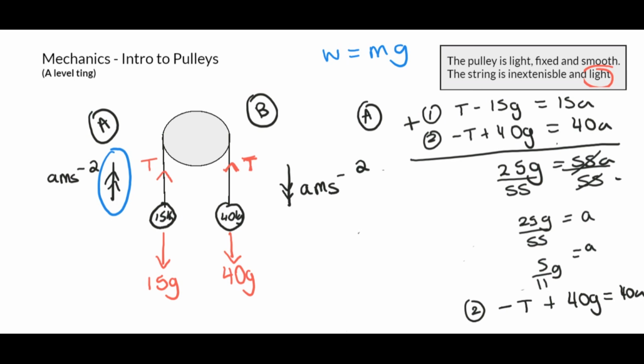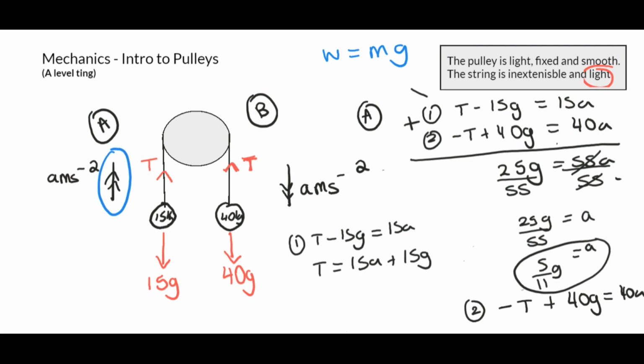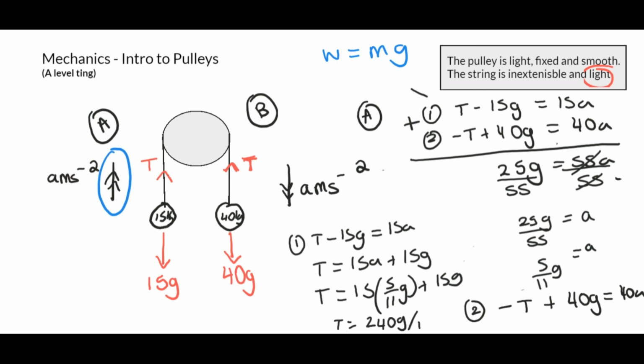Once you've got A, remember, you can substitute it back into either 1 or 2 to calculate T. Let's say we substitute into 1. Equation 1 we know is T minus 15G is equal to 15A. So I want to make T the subject: 15A plus 15G. And then the A we just found, which was 5 over 11G. So therefore T is equal to 15 times 5 over 11G plus 15G. If you stick this all into a calculator, you should get T is equal to 240G over 11.